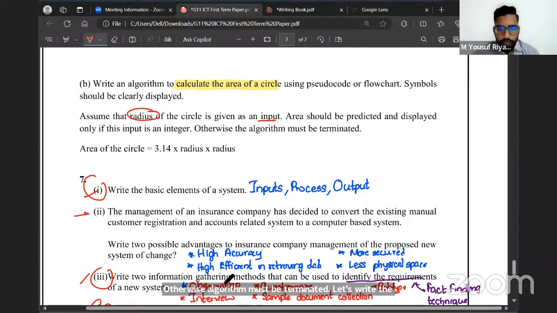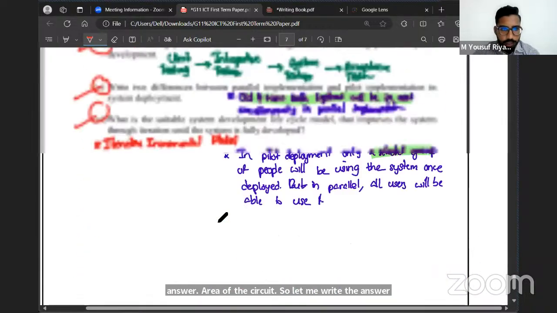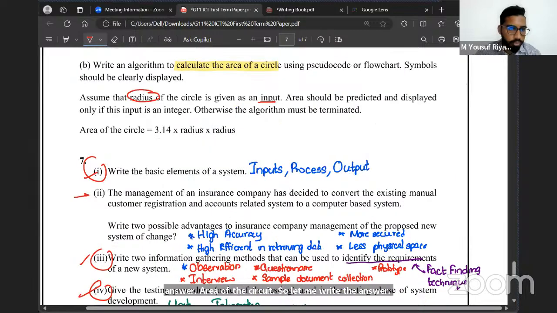So let me write the answer. Do I have space here down? Yeah, I'll write the answer down. So let me take the answer down.